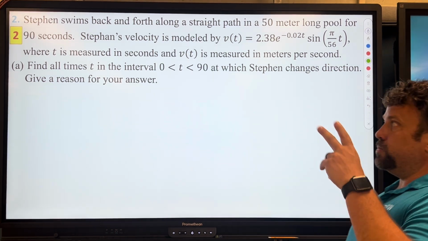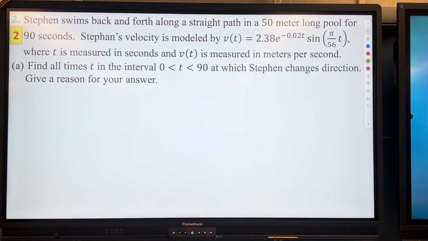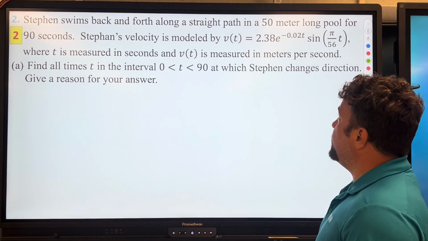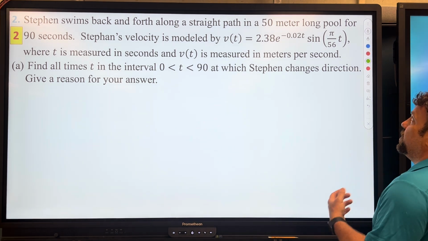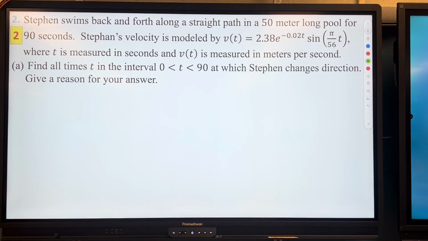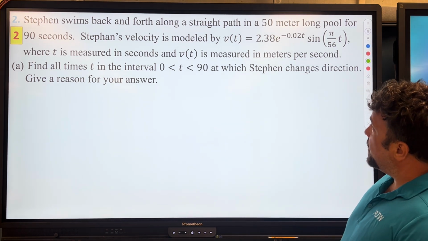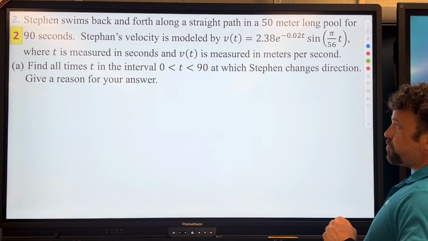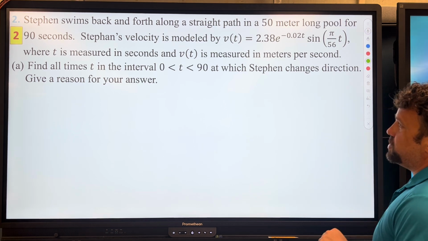Problem number 2. Steven swims back and forth along a straight path in a 50-meter long pool for 90 seconds. Steven's velocity is modeled by v of t equals 2.38 e to the negative 0.02t sine of pi over 56 t, where t is measured in seconds and v of t, which is your velocity, is measured in meters per second, okay? Find all the times t in the interval from 0 to 90 at which Steven changes direction.